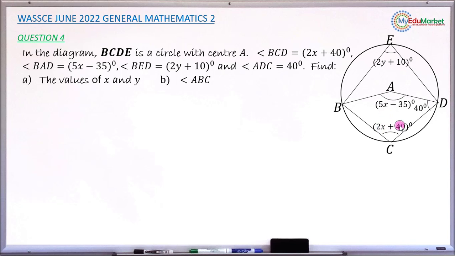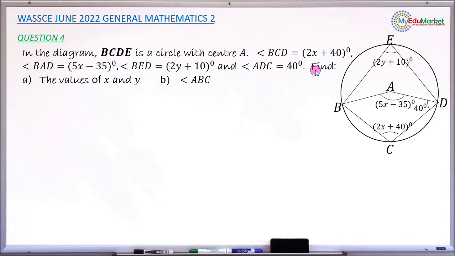2x plus 40 whole degrees, look at it, is marked in the drawing. Similarly, angle BAD is given by the expression 5x minus 35 whole degrees, also marked in the drawing. Angle BED is also given by the expression 2y plus 10 whole degrees, also marked in the drawing. And the last angle ADC is 40 degrees. Look at it, angle 40 is also marked.